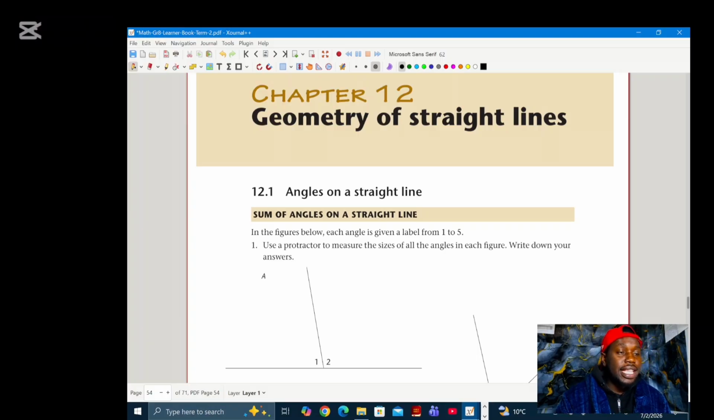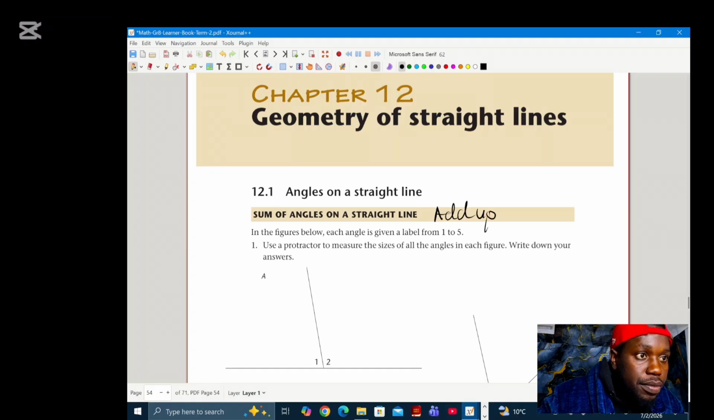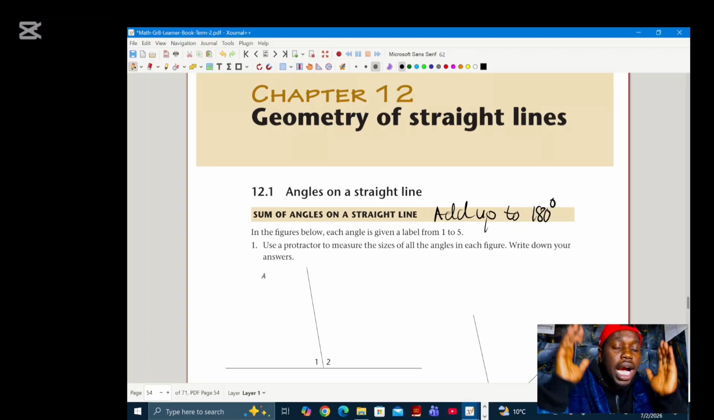The first thing that you guys need to know, I'm going to get straight to the point, is this law of straight lines. This is very important. Do not forget this. You must be able to say it with your mouth. It says that the sum of angles on a straight line must add up to 180 degrees.